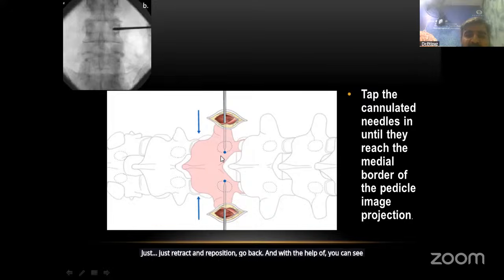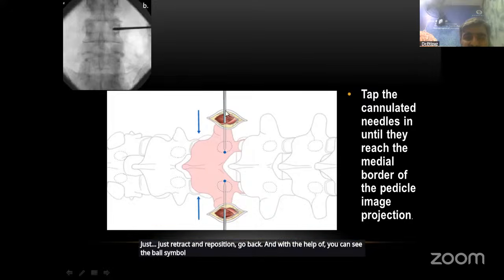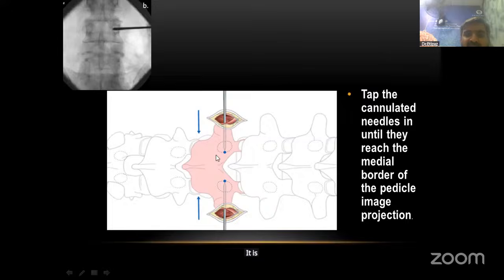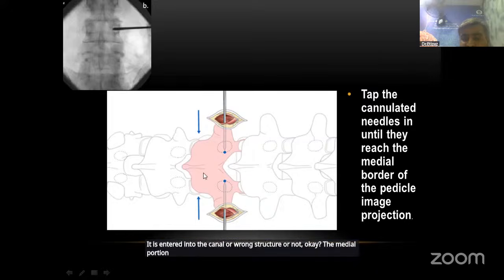and with the help of the ball probe, insert it. Again, you have to see whether it has entered the canal or a wrong structure or not. Okay. The medial portion of the pedicle has been reached.